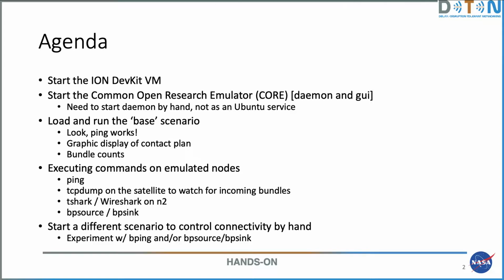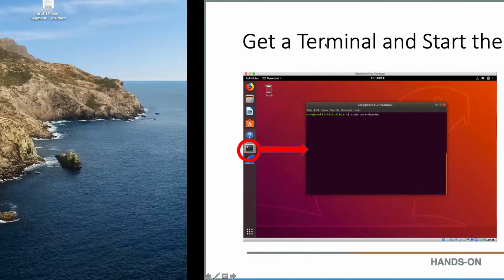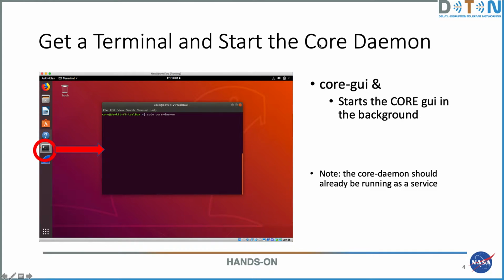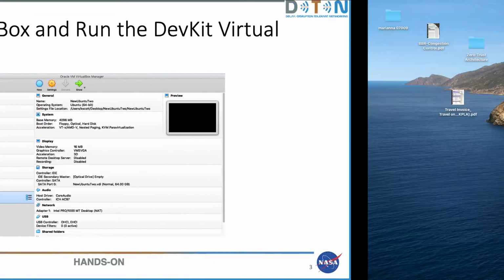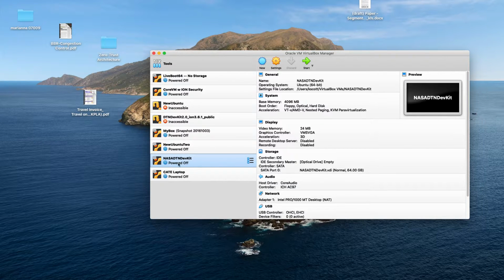So we'll start with getting the VirtualBox on the DevKit machine up and running. So download VirtualBox. If you just Google for VirtualBox, you can download that Oracle VM, and then you can get the new Ubuntu. The DTN DevKit is the machine that we're going to be powering on. So if we go over here, NASA DTN DevKit, we can just start this.